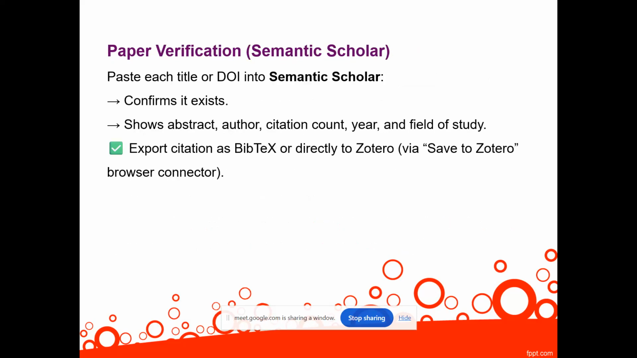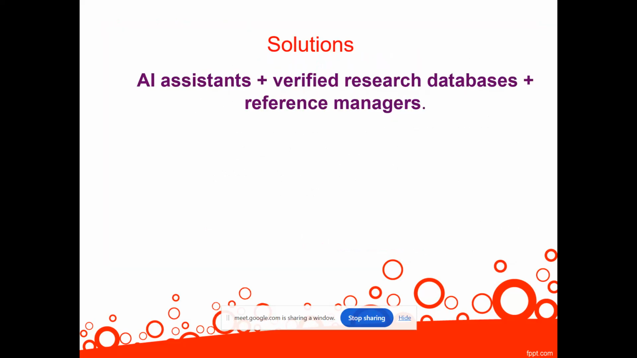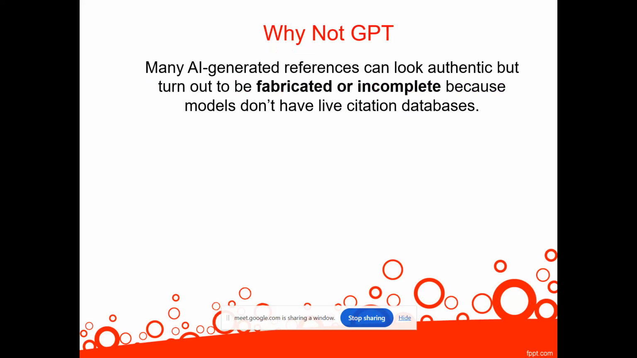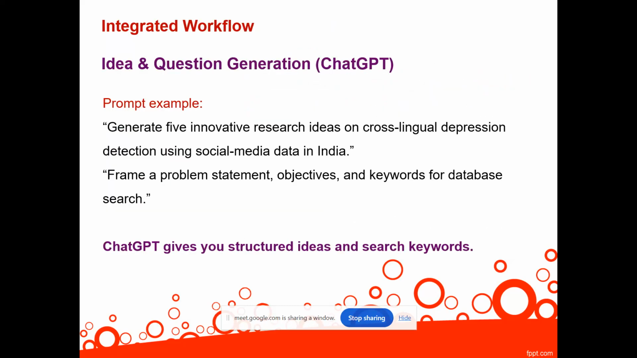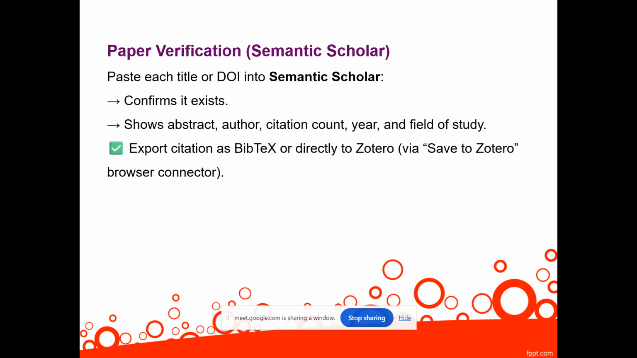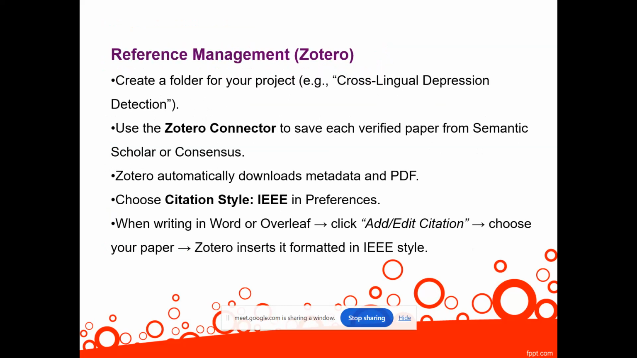Now, as I told you in the beginning itself, we need an AI assistant and verified research databases with reference managers to solve this problem of fabricated references. First we can use ChatGPT, then we can use Consensus or Semantic Scholar, then we can use Zotero for reference management. When we use all these three tools together, we will be able to write a very nice paper.